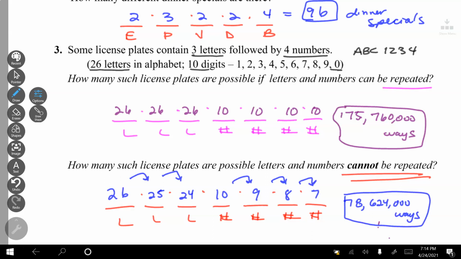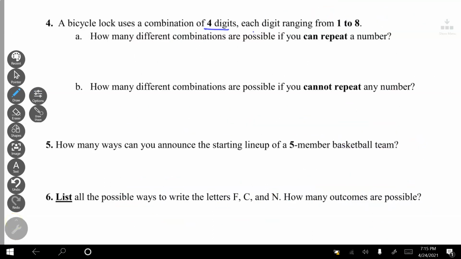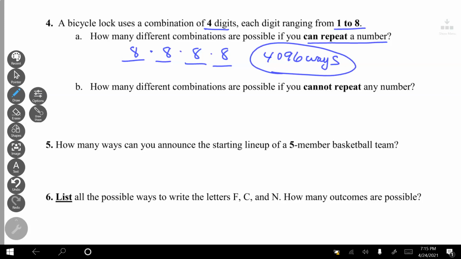Almost lost 100 million ways. Using 4 digits, using the numbers 1 through 8, I am allowed to repeat. So 1, 2, 3, 4, and all multiplication. 1 through 8 is 8, 8, 8, 8. 4,096 ways I can do this.